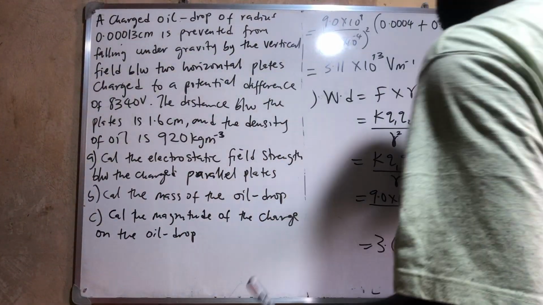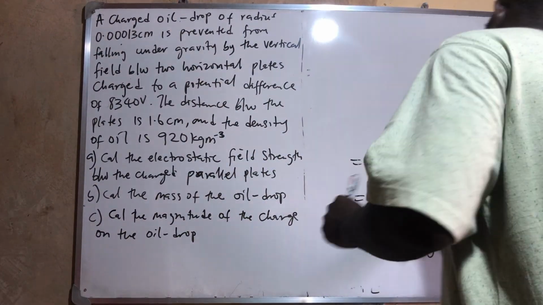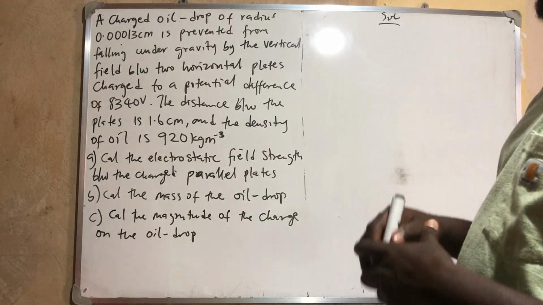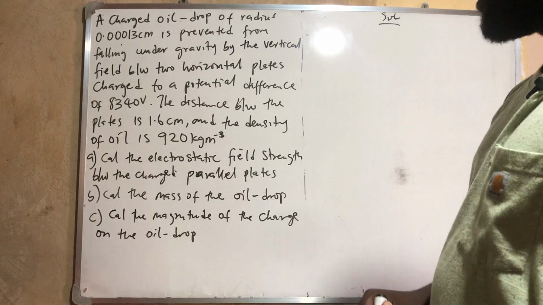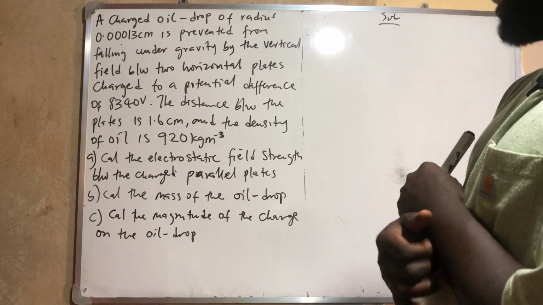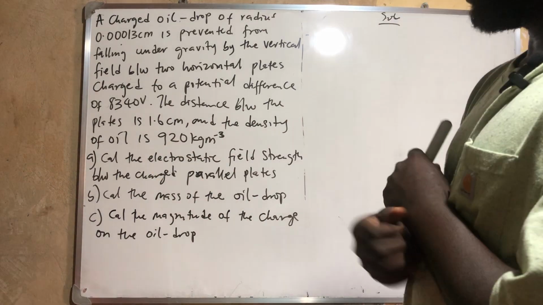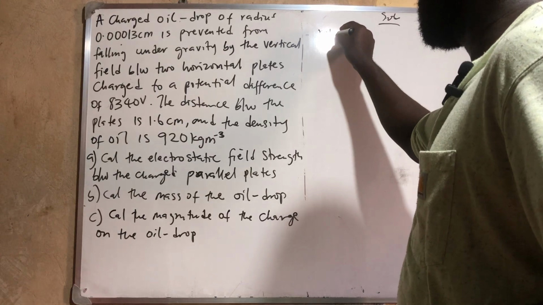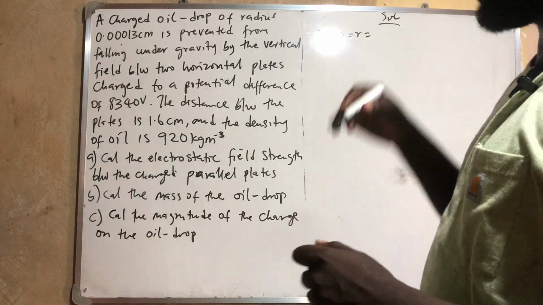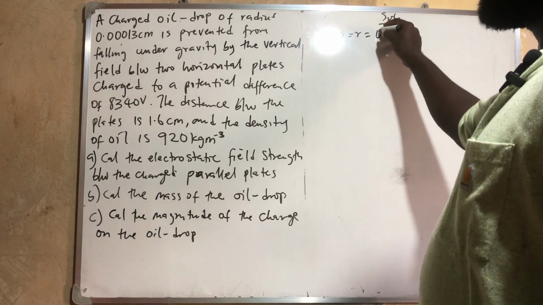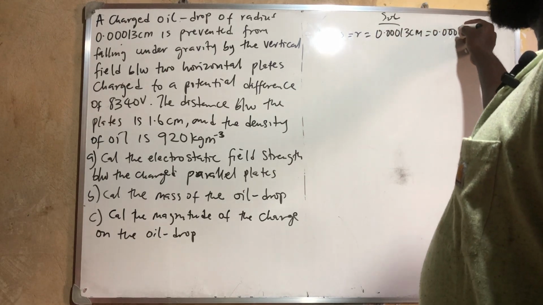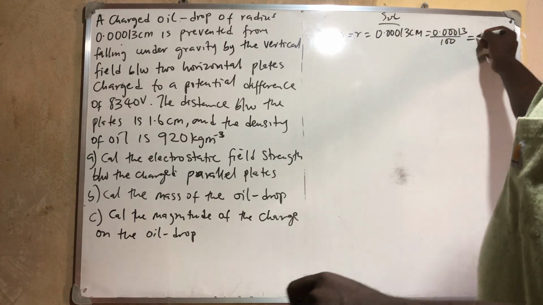Okay, solution. Bring out your parameter solution. Now the first thing they gave us is the radius. They gave us the radius, and they gave us the distance between them. Let's say that this is radius r. I wrote radius here so that you will not take this r as the distance apart. So the radius they gave me is 0.00013 cm, which is 0.00013 divided by 100, which is what?